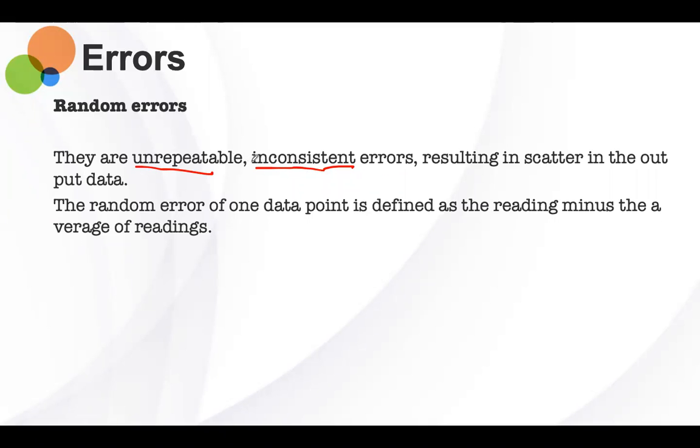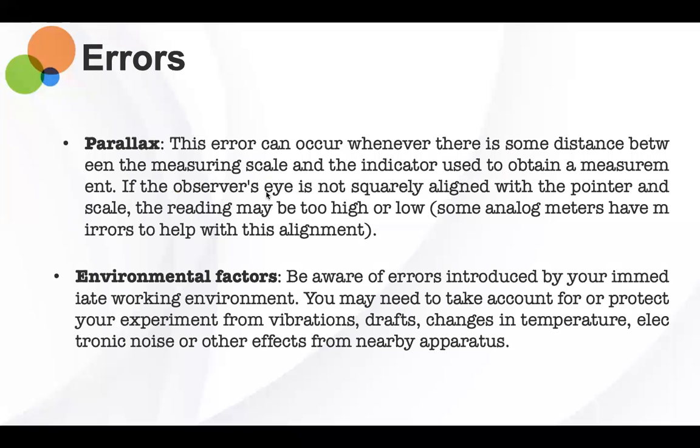Yeah, so you just need to know that they're unrepeatable and inconsistent. You won't need to necessarily define or explain random errors. So some random errors could be parallax. This error can occur whenever there is some distance between the measuring scale and the indicator used to obtain a measurement. So if the observer's eye is not squarely aligned with the pointer and the scale, the reading may be too high or too low. Some analog meters have mirrors to help with this alignment.